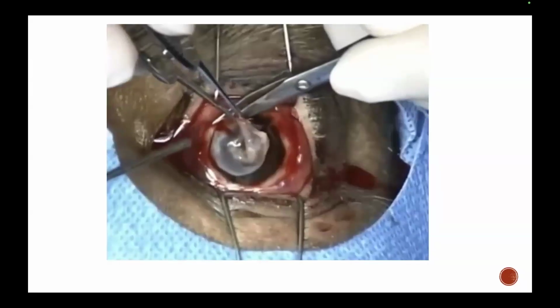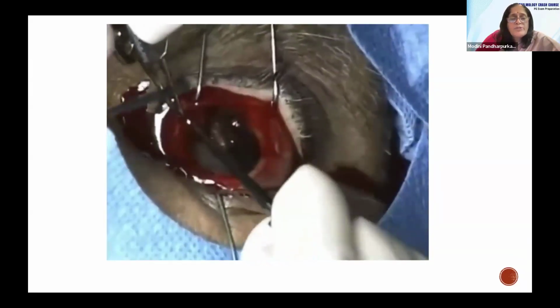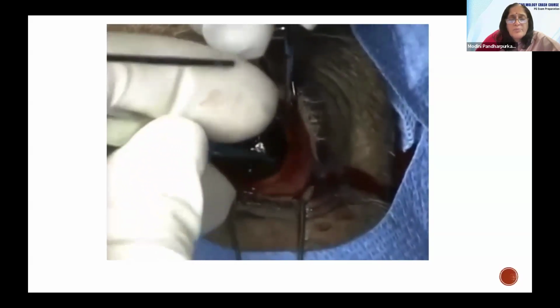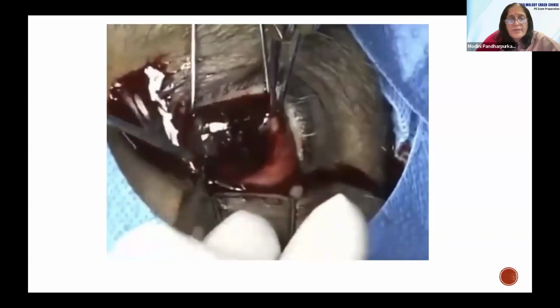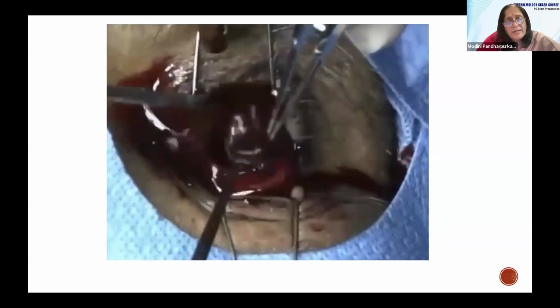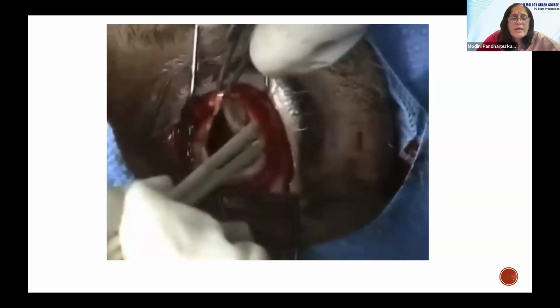Sure, ma'am. So you've removed the corneal button. Then this is the scoop which you pass in the clear plane between the sclera and the uveal tissue to make sure that you get the uveal tissue intact. Yes, that is the uveal tissue coming out intact. Even then, some part of it is left inside. There will be bleeding. You can see now the scleral shell.